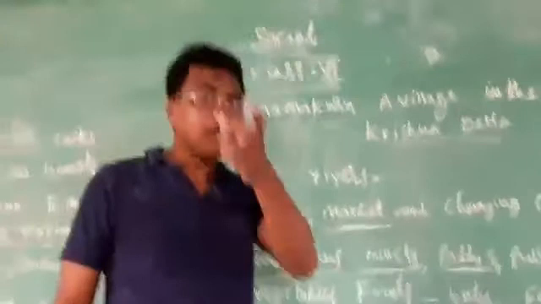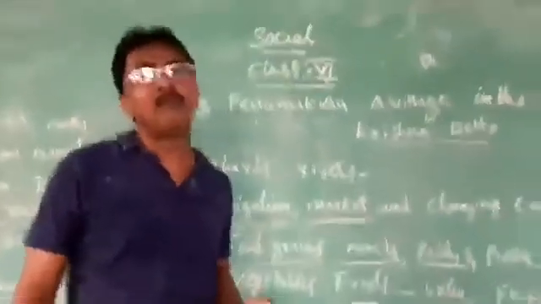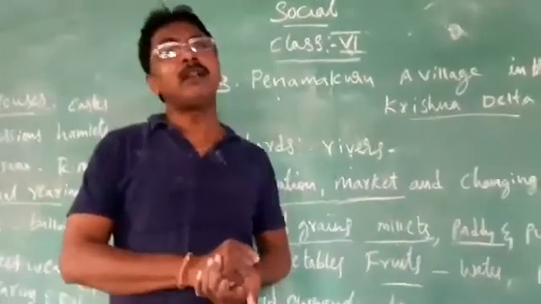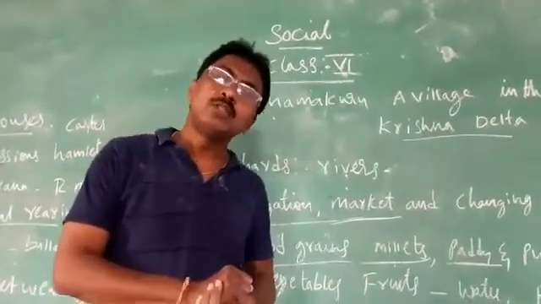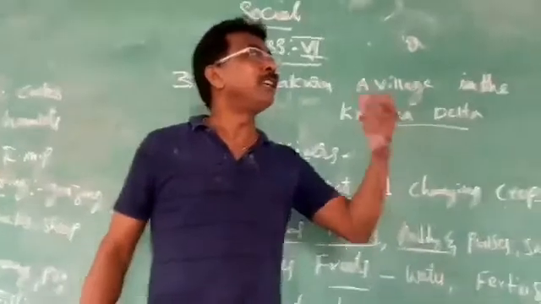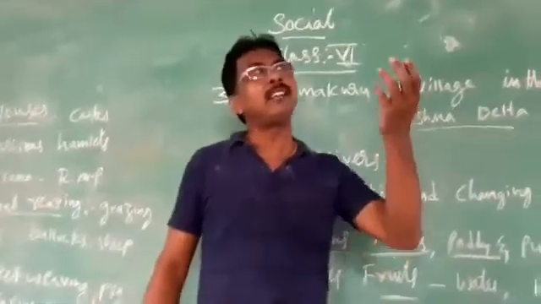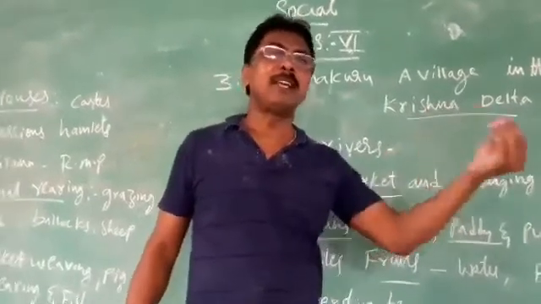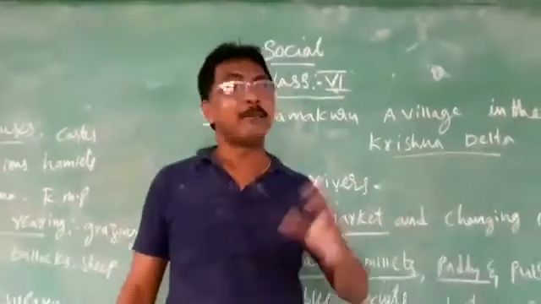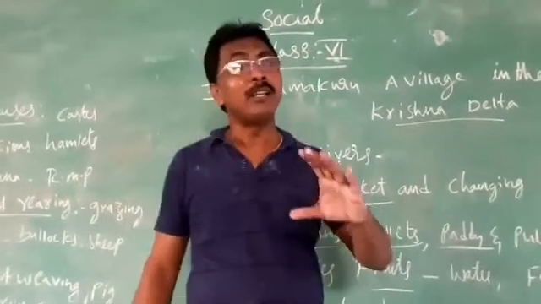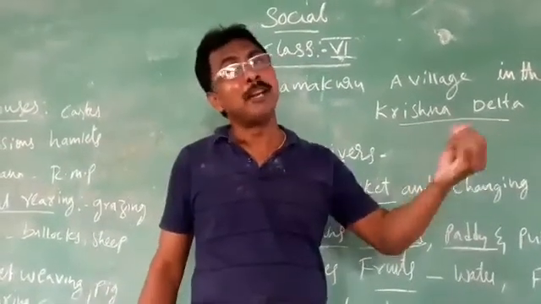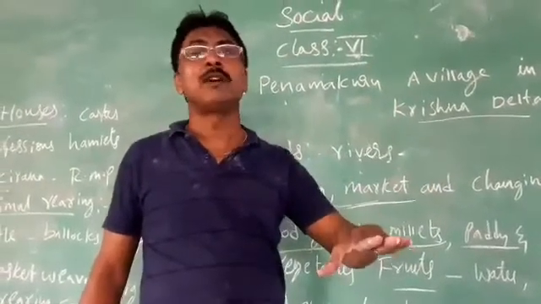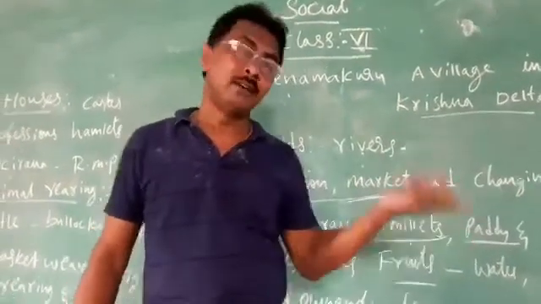Now you see, some people do not have houses in the city. So what are they doing? They take a house on rent and stay there, and monthly they pay rent to the house owner. Why are they paying money to the house owner? Because they are staying in those rooms on rent. So they are paying the rent.